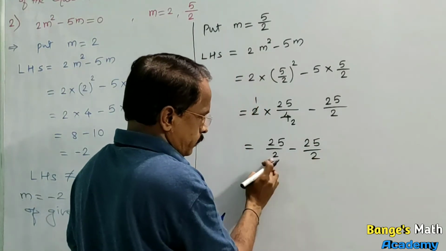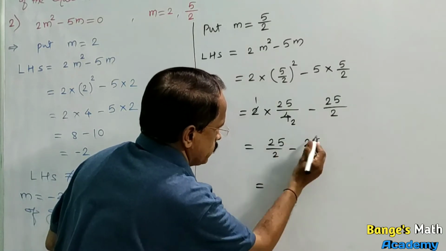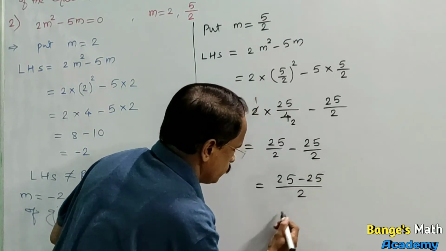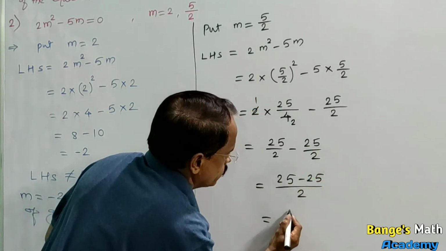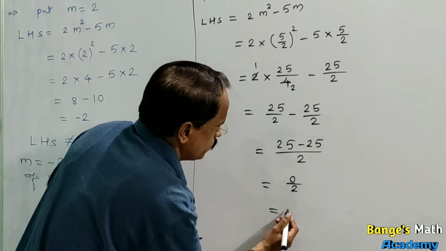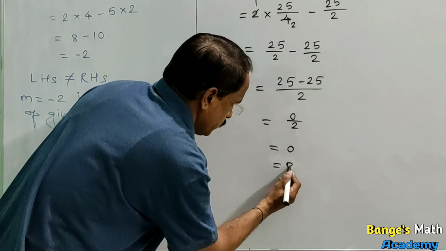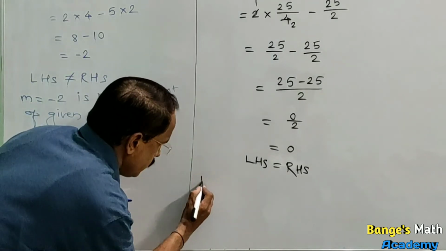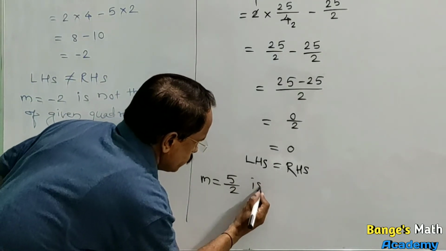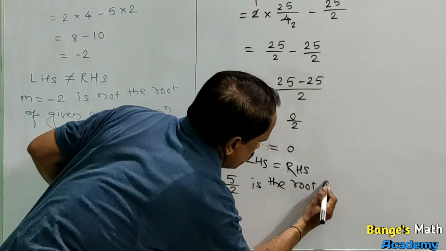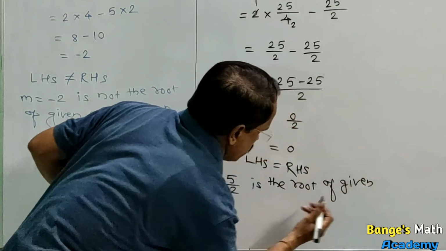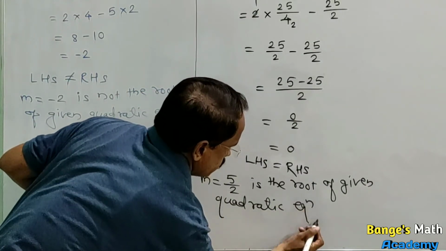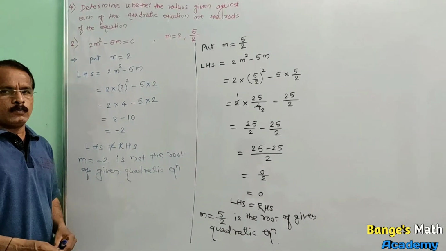See, here the denominators of both fractions are the same, so we can take subtraction of the numerators. 25 minus 25 upon 2 is 25 minus 25, 0 upon 2. 0 upon 2 means 0. So we get LHS is equal to RHS. So m is equal to 5 upon 2 is a root of the given quadratic equation. Write down the given example.